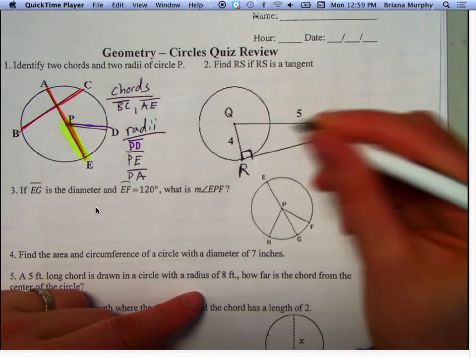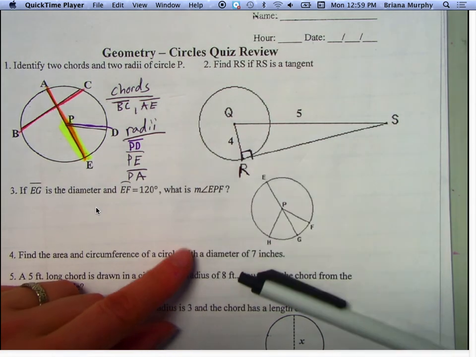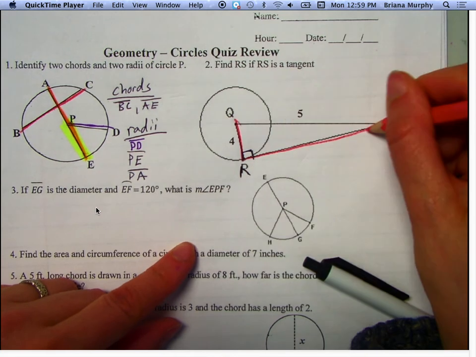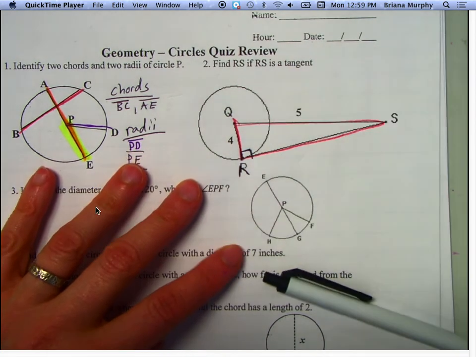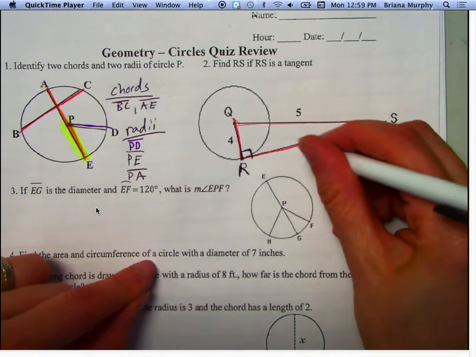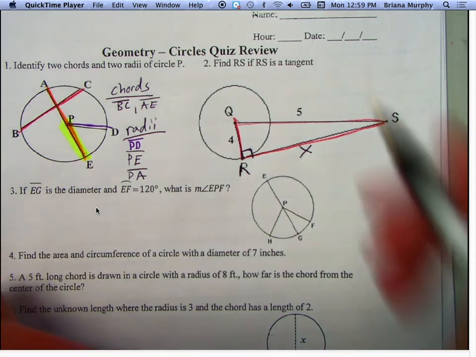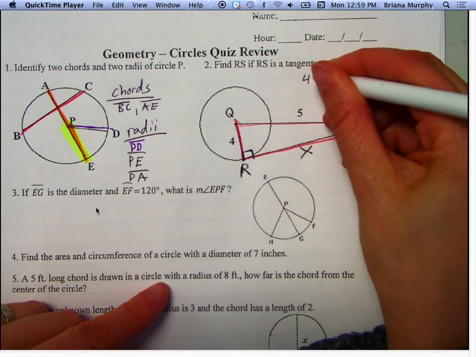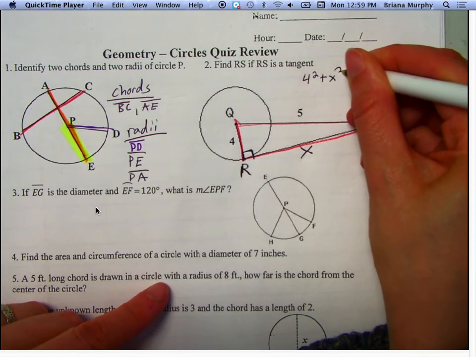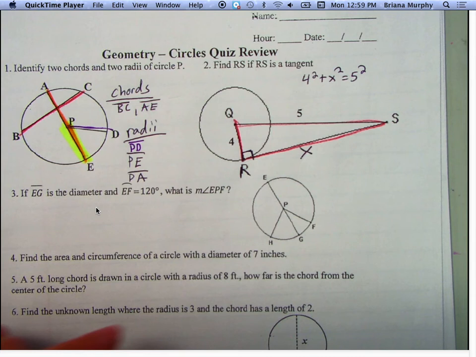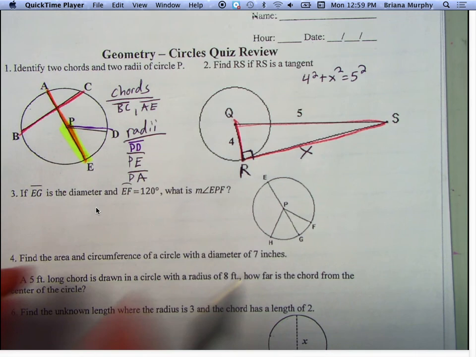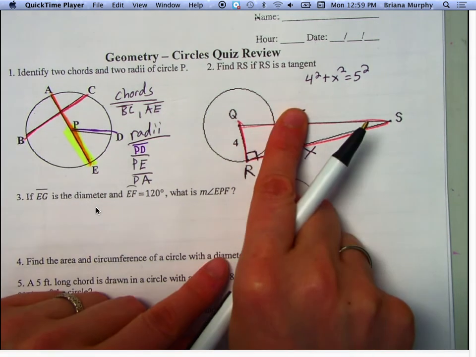So I know that QR is a radius, and RS is the tangent, so they have to meet at 90 degrees. Then what shape is this that's drawn in here? It's a right triangle, and I have a right triangle where I'm missing this unknown side. So if you have a right triangle and you're missing a side, what theorem or postulate do you use? Pythagorean theorem. So we go 4 squared plus x squared equals 5 squared. And why does it equal 5 squared? Because 5 is the what of the triangle? It's the hypotenuse, and I know that because it's across from 90 degrees, right?